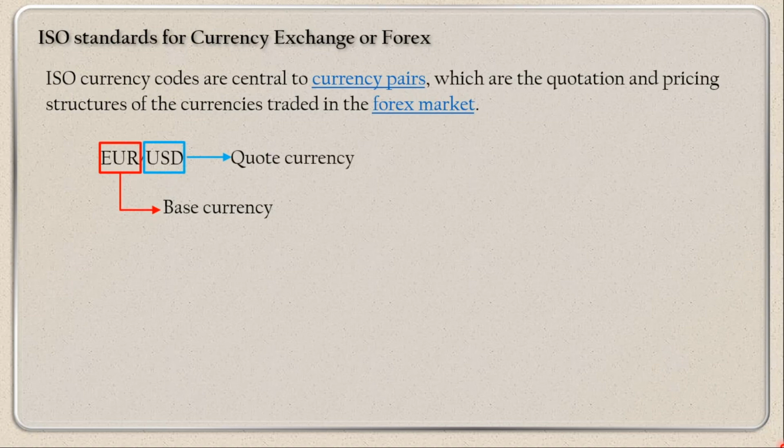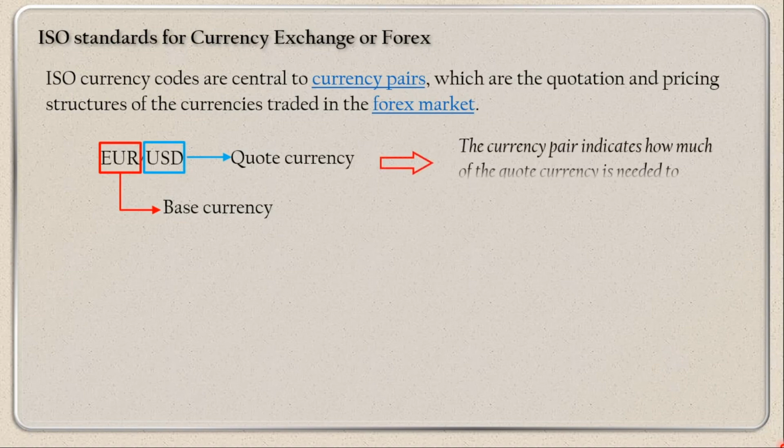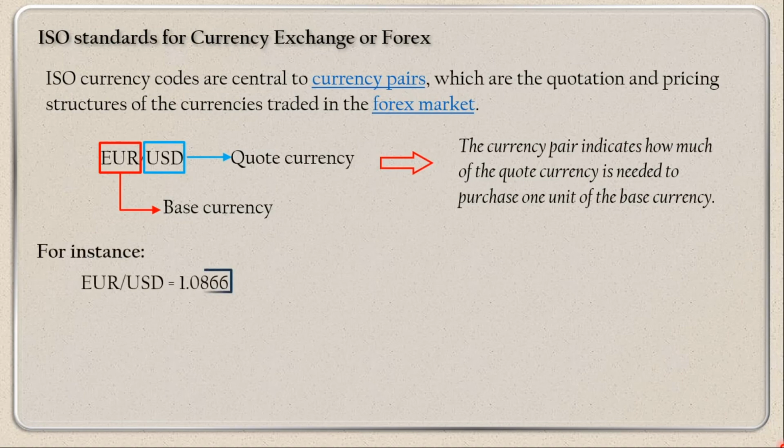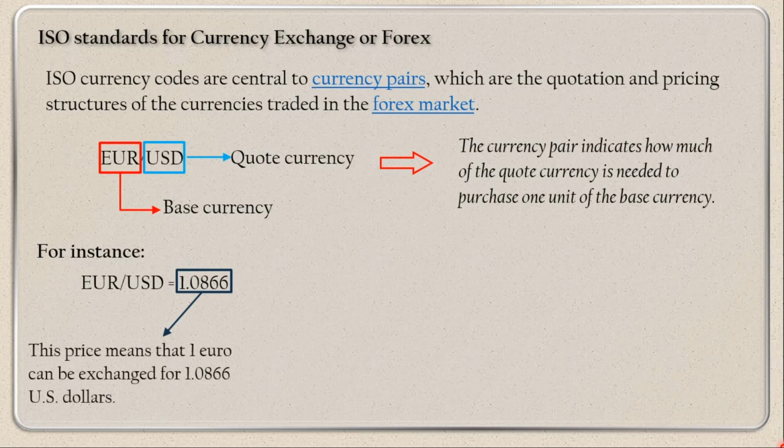This structure is not only for EUR USD, it is for all currencies. Any currency which comes first instead of the euro is the base currency, and the second currency is always the quote currency. No matter which currencies come first or next, all follow this structure. The currency pair indicates how much of the quote currency is needed to purchase 1 unit of the base currency. Let me give you some more examples. For instance, the price of EUR USD is 1.0866. This price means that 1 euro can be exchanged for 1.0866 US dollars.